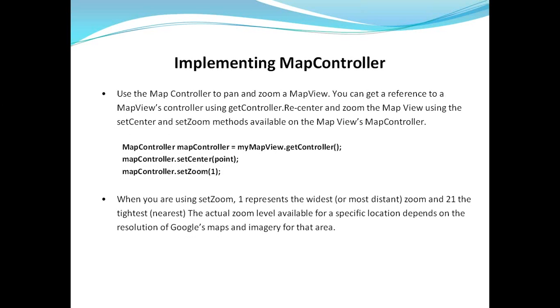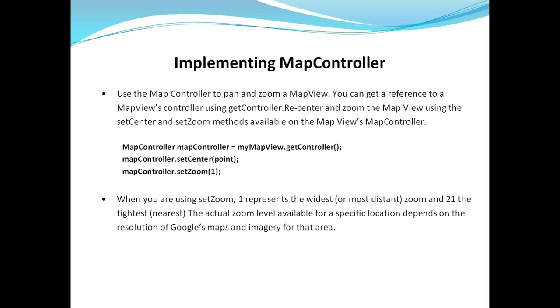The next step in the application is to implement a map controller. You have seen that a lot of times you can zoom the application, and you can pan the application. Pan means that suppose you are at one location and you want to switch, and you want to see what's happening in America. So you want to find locations in America, and you just pan the map. You can just slide the map, and all these things are done with the help of map view. You can get a reference to a map view controller using getController.